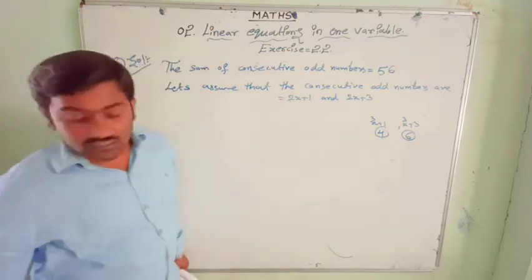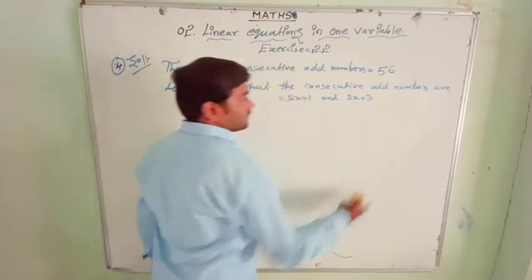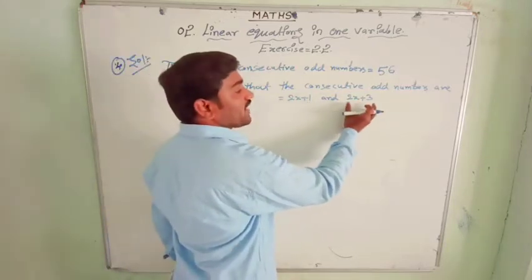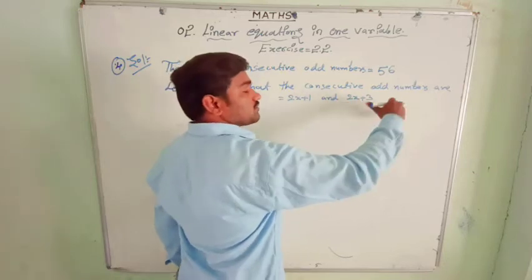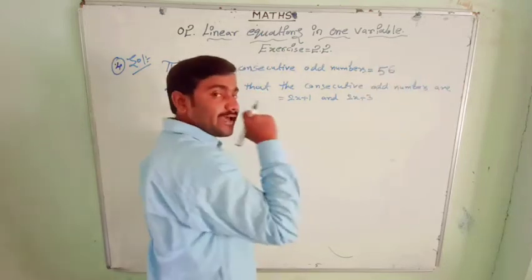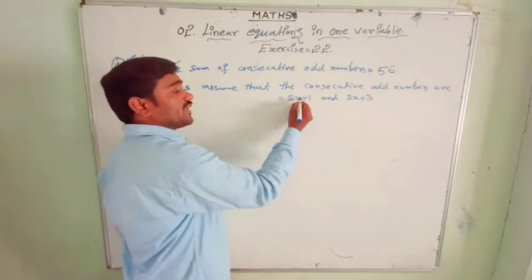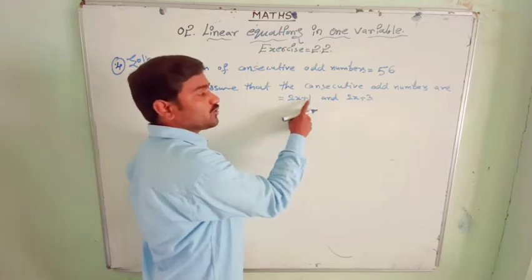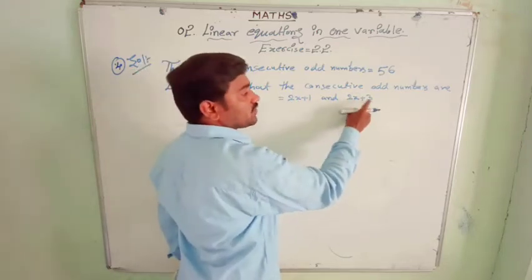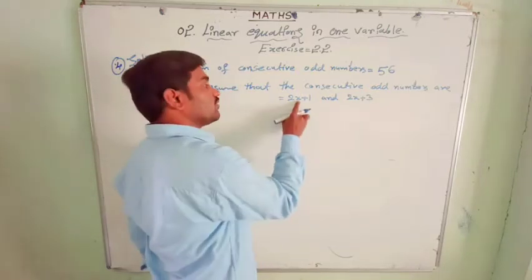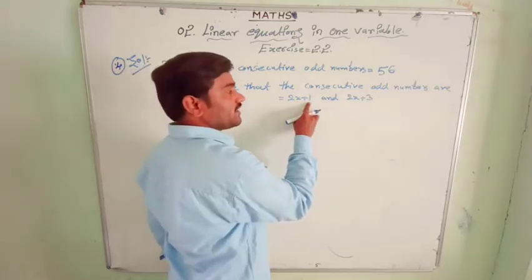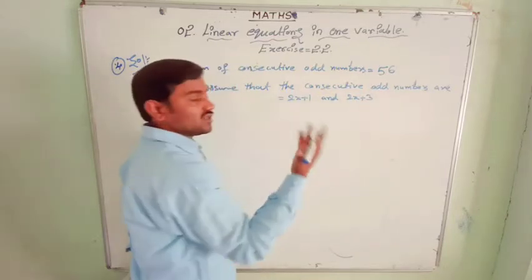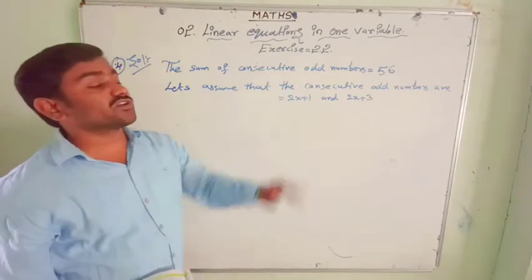But here you see that these are the general form of consecutive odd numbers: 2x plus 1, 2x plus 3, 2x plus 5, 2x plus 7. If you substitute x equal to any number, you get odd numbers only. Suppose x equal to 0: 2 into 0 is 0 plus 1 is 1, and 0 plus 3 is 3, so 1 comma 3 are odd numbers. If x equal to 1: 2 into 1 is 2 plus 1 is 3, and 2 plus 3 is 5. Here 3 comma 5 are consecutive odd numbers. So these are the general form of consecutive odd numbers.